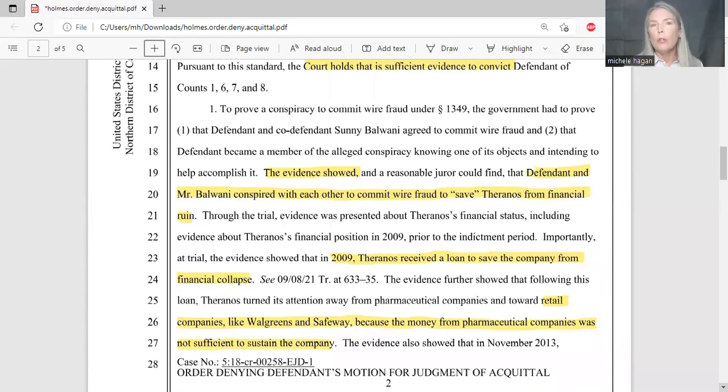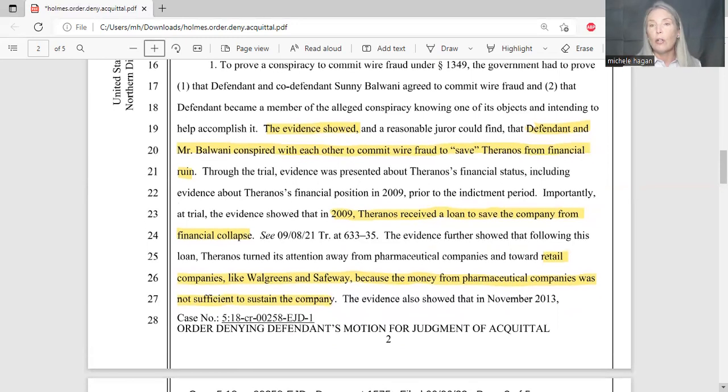It says the evidence showed that the defendant and Mr. Balwani conspired with each other to commit wire fraud to save Theranos from financial ruin. So right there, this is what the evidence led the judge to conclude, that the conspiracy between Holmes and Balwani was to save the company from financial ruin. It was a financial motive, all right? Then in 2009, Theranos received a loan to save the company from financial collapse.